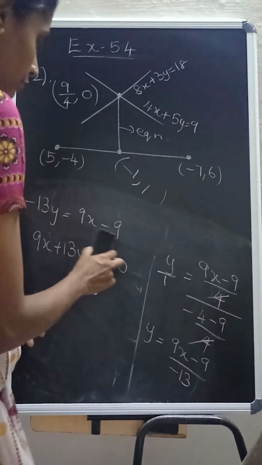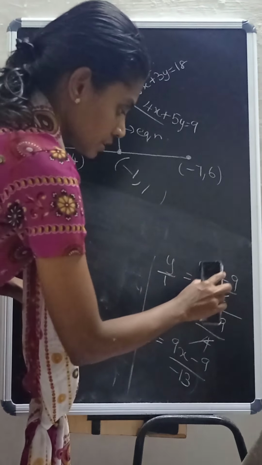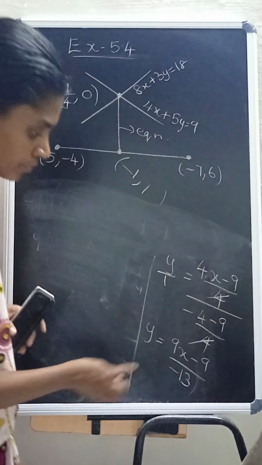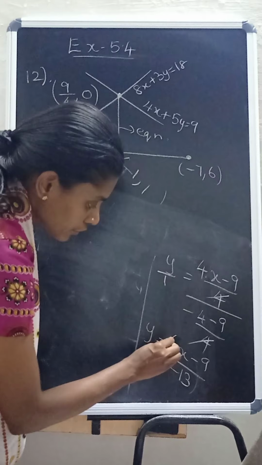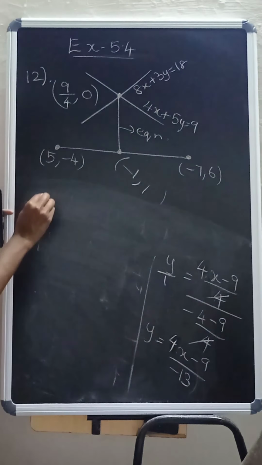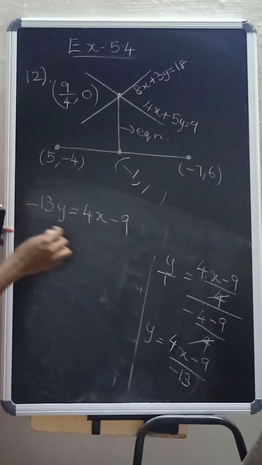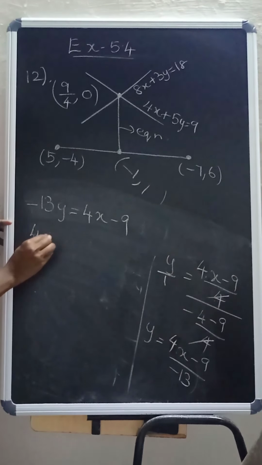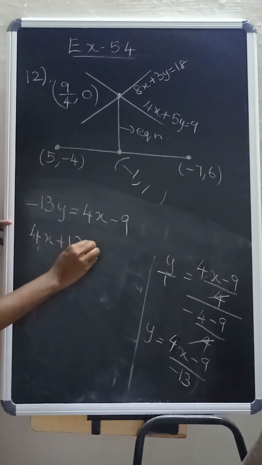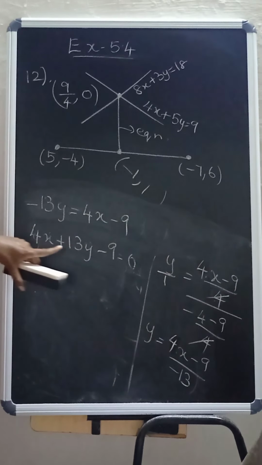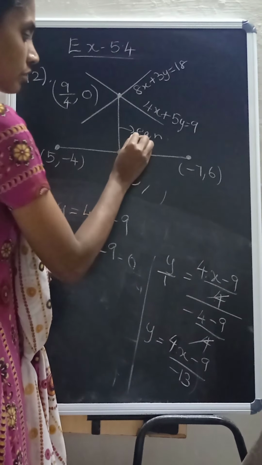Just make a small correction over here. This is 4x and not 9x. So here also you will get 4x. Now minus 13y is equal to 4x minus 9. So the equation will be 4x plus 13y minus 9 is equal to 0. So 4x plus 13y minus 9 is equal to 0 is the equation of the required straight line.